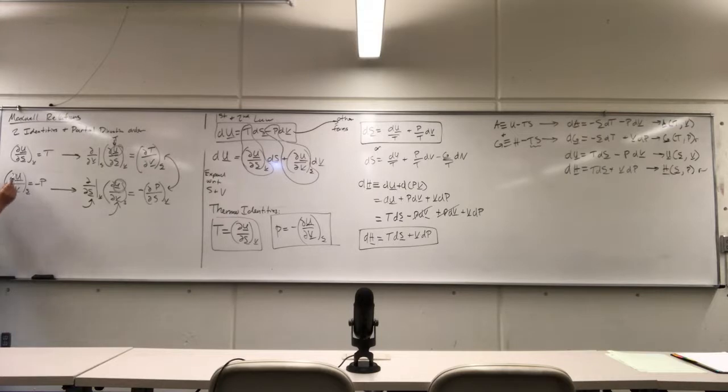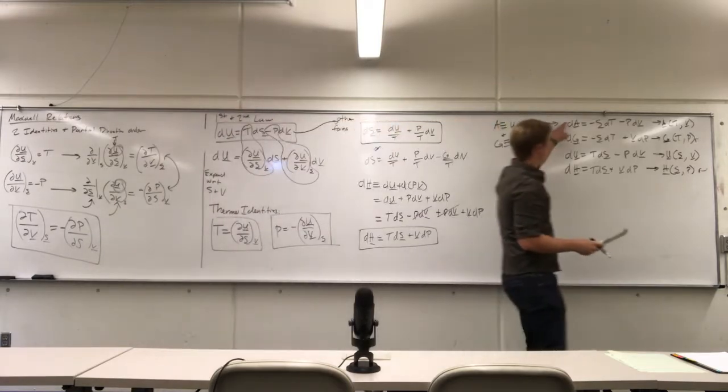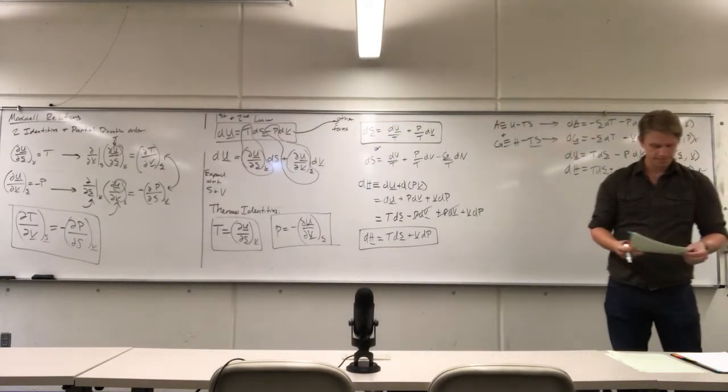So one of the Maxwell relations that we've just derived here is that the change in temperature with respect to volume at constant entropy is equal to minus the change in pressure with respect to entropy at constant volume. And this is one of the 4 Maxwell relations. There are 3 more left to derive, basically using different functions here.